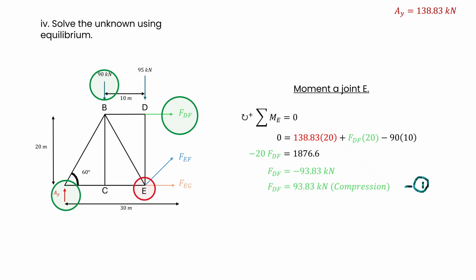So here we can see that FEF is equal to 0, FEG is equal to 0, and 95 kilonewton is equal to 0 moment. So this is how I solve FDF. As we can see, the final answer for FDF is equal to negative 93.83 kilonewton. The final answer should be compression because it is negative.